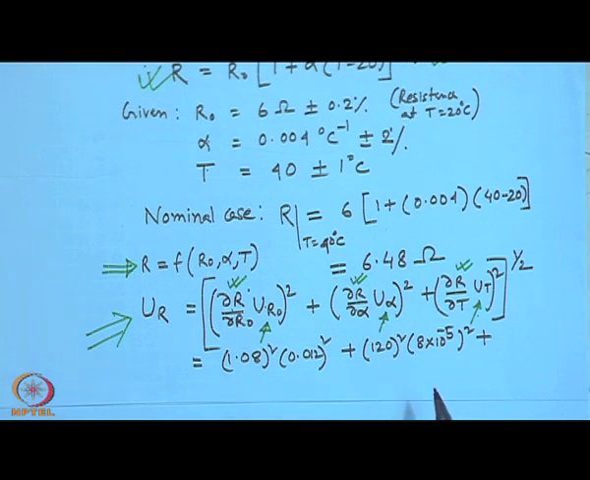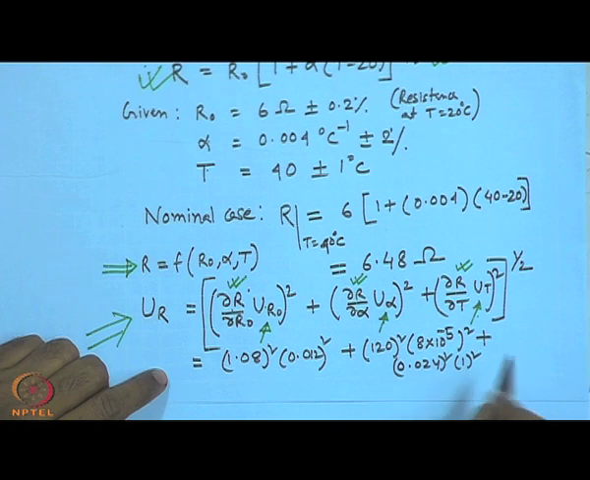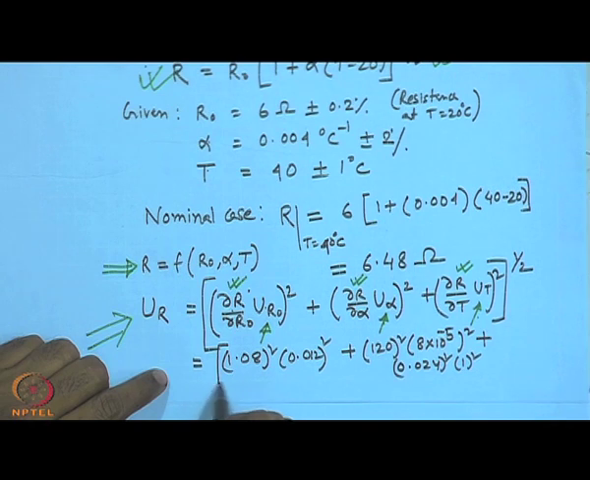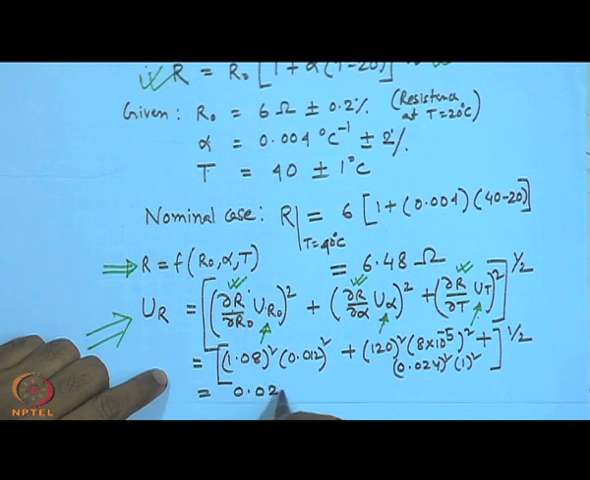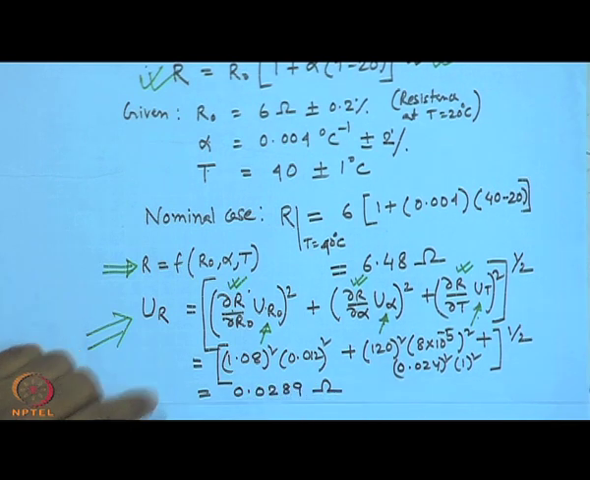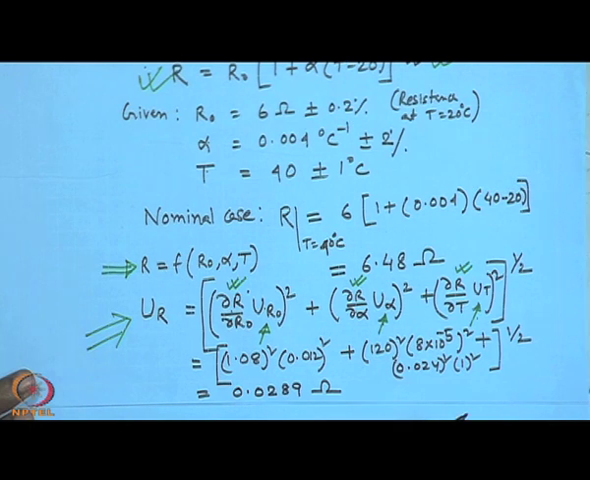So, 0.024 into 1 squared, this will be 0.0289 ohm. So, the uncertainty in the computation of resistance at 40 degrees Celsius is 0.0289 ohm.